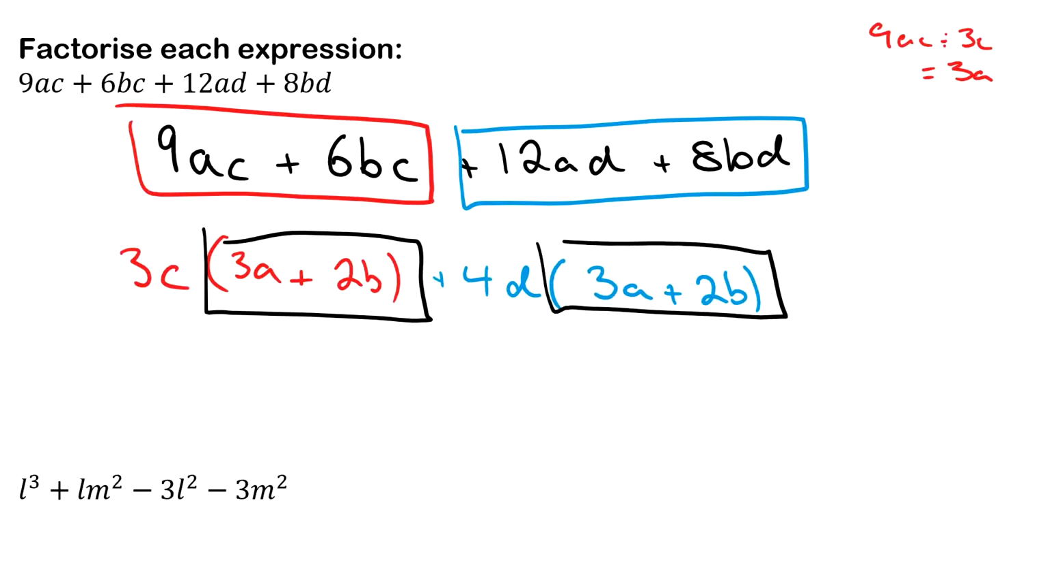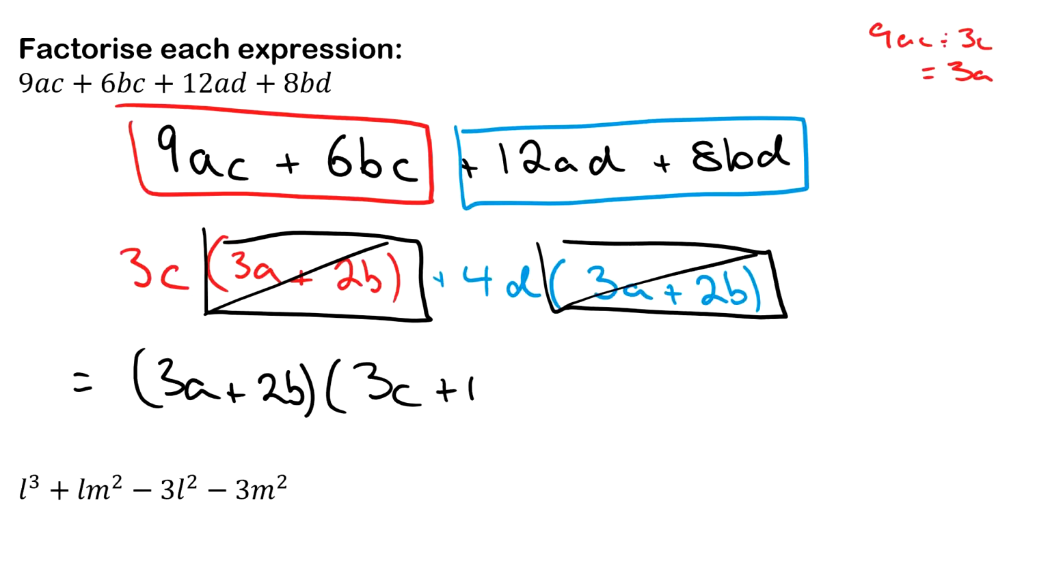If these are the same, it's a good indication you've done the right thing, because the next step is to further factorize these down, because those black boxes are our common factor for these 2 terms. So we write that out the front, 3A plus 2B. I then write whatever's left over. If I remove the first black box, we have 3C left over. If I remove this, we have 4D left over. And there you go. That's your factorized expression.